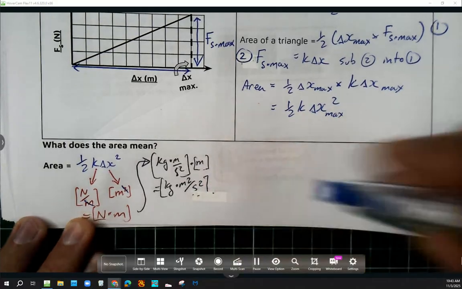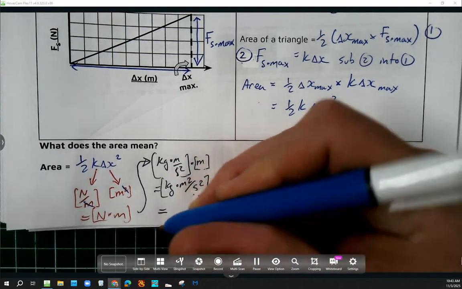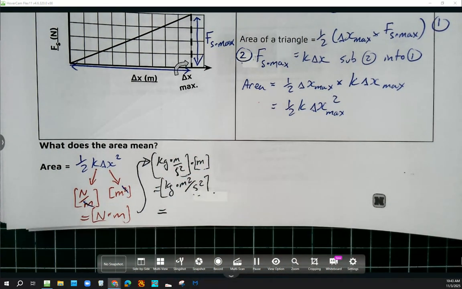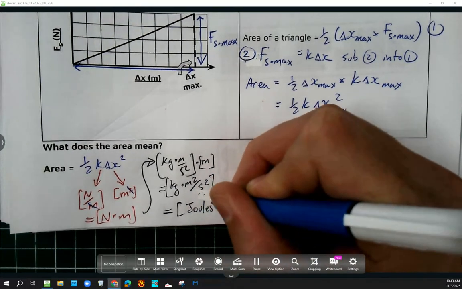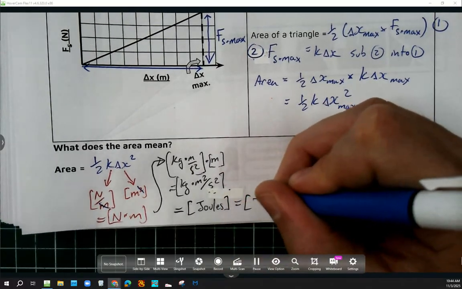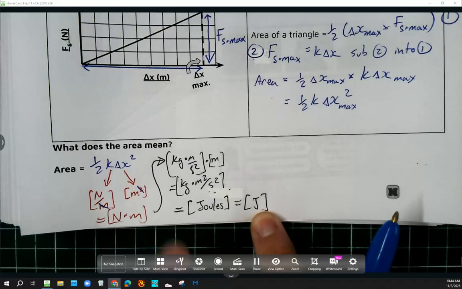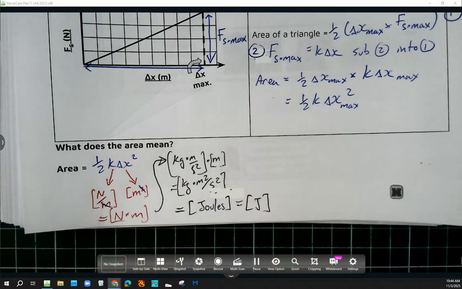But a kilogram meter squared per second squared is actually the long form version of another unit. Starts with a J. Does anybody happen to know what it might be? It is joules. Yeah, turns out it's joules. Joules, capital J. It's somebody's last name, just like Newton is a person's last name. Capital J for joules. And so buried in a joule is kilogram meter squared per second squared. So really, when we calculate the area under one of these force versus delta X triangles, we're calculating the amount of elastic potential energy that's being stored.